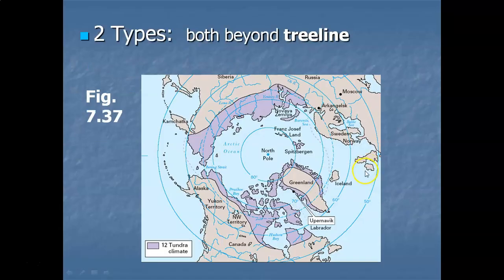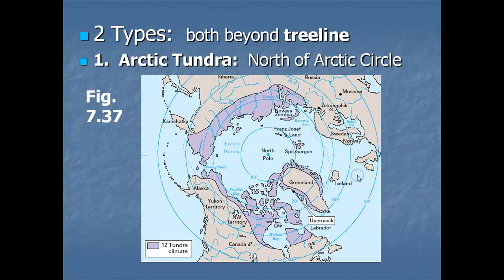There are 2 types of tundra, and the first type is called Arctic tundra. And here we've got a map showing the tundra in purple, centered on the North Pole. And so our first type is Arctic tundra, and you're basically going to find it north of the Arctic Circle, and it's kind of this dashed line here, more or less north of the Arctic Circle.